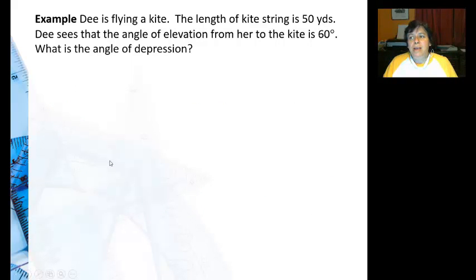So in this example, D is flying a kite. The length of the kite string is 50 yards, and D sees that the angle of elevation from her to the kite is 60 degrees. What is the angle of depression?